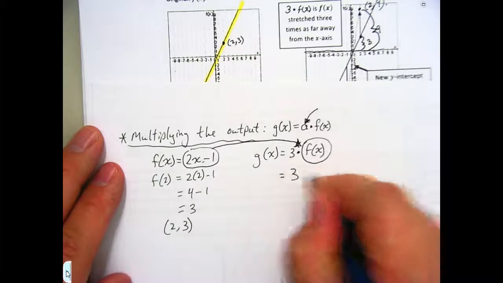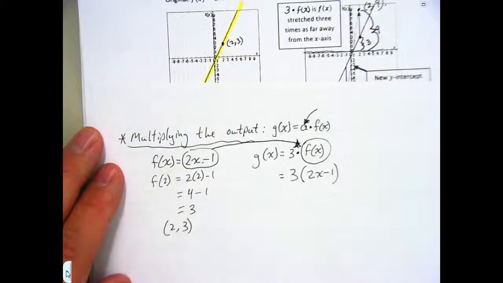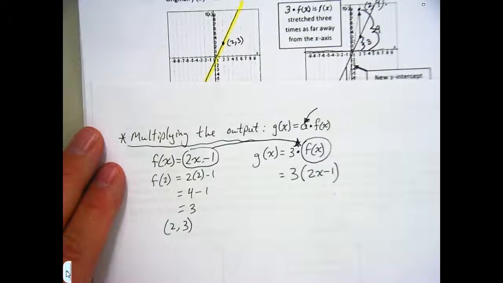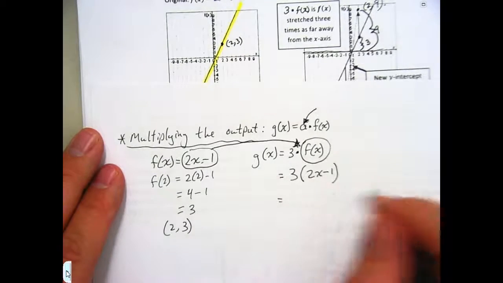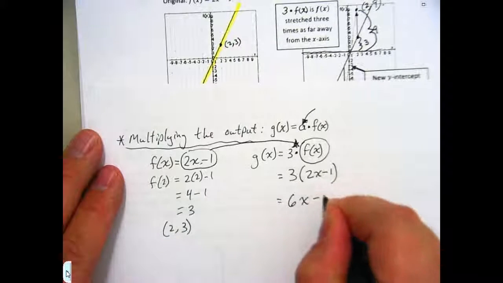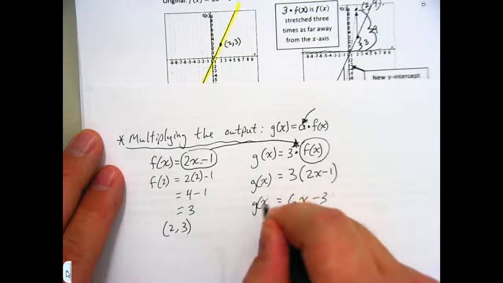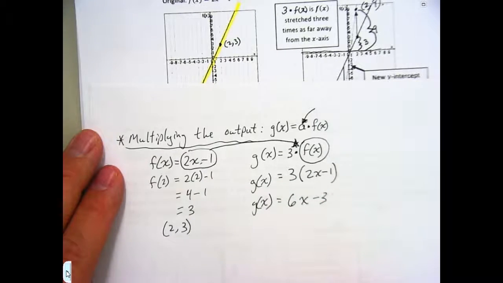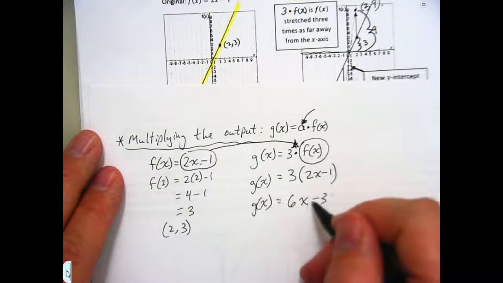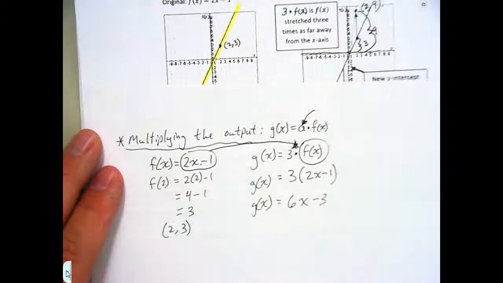So we have 3 times 2x minus 1. What's that give us? Gives us 6x minus 3. So g of x is equal to 6x minus 3. That means if I were to graph that equation, I'd end up with this line right up here.